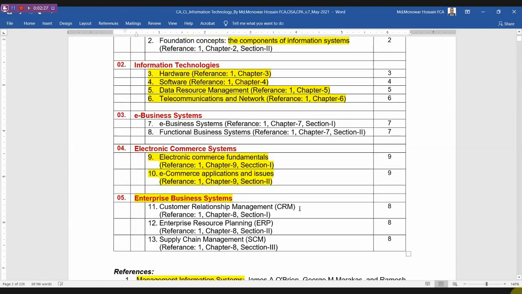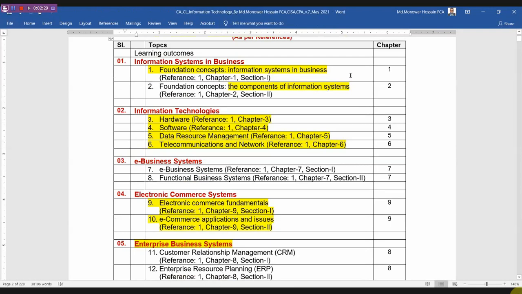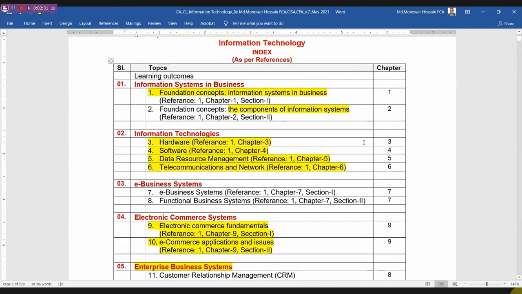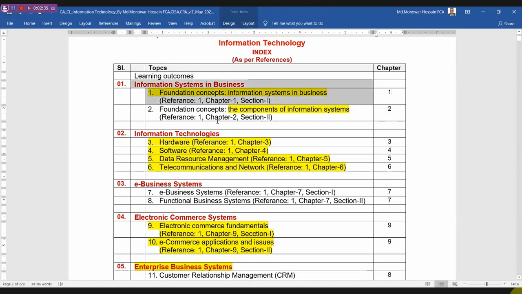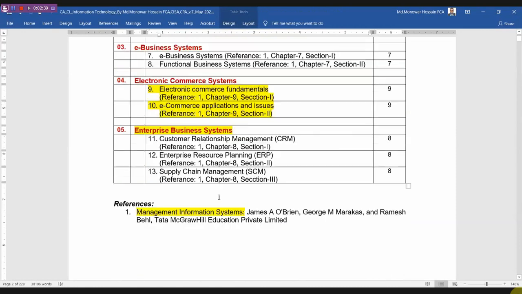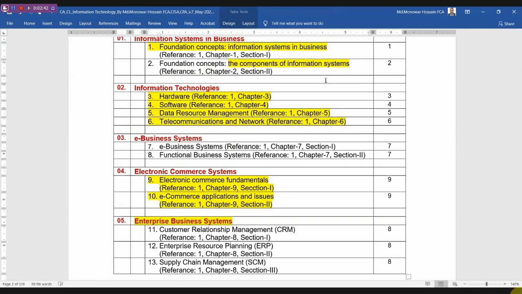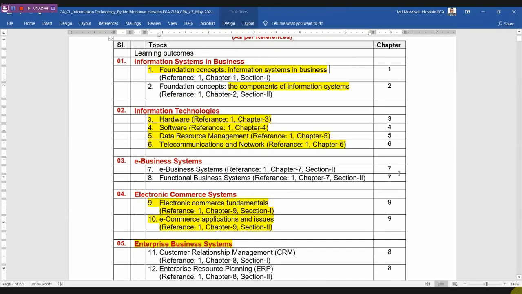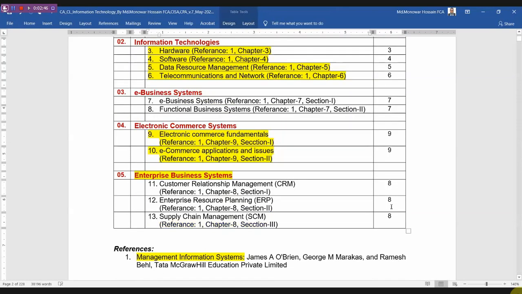And you have the reference book, Management Information System. Within this reference book, there are similar chapters. For example, information system in business, if you go to chapter 1 and chapter 2 of your reference book, you will find everything there. So this is the chapter number of your reference book. For example, your chapter 4, electronic commerce system, is within chapter 9. But enterprise business system is within chapter 8.